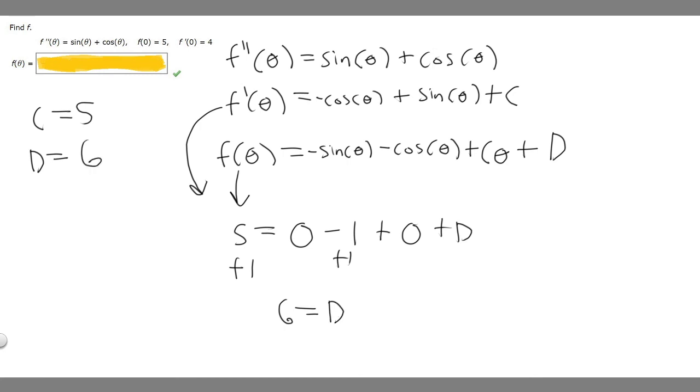So now all we have to do is plug in our c and d into this formula right here. So f of theta is going to be equal to minus sine of theta minus the cosine of theta plus c times theta, so 5 times theta, plus d, which is 6. And so this right here is going to be the answer to this question.